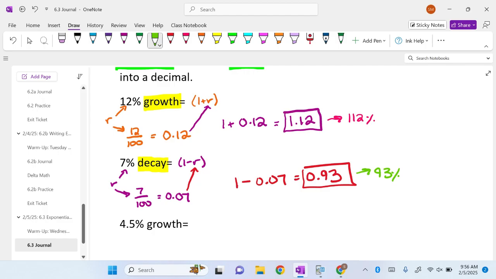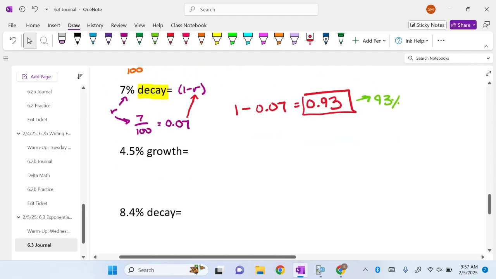Does that kind of make more sense? The difference between exponential growth and decay? With growth, you're making more. With decay, you're making less. All right, try those other two on your own. Even though they're decimal percentages, it's the same process. Take a minute, try those two on your own.